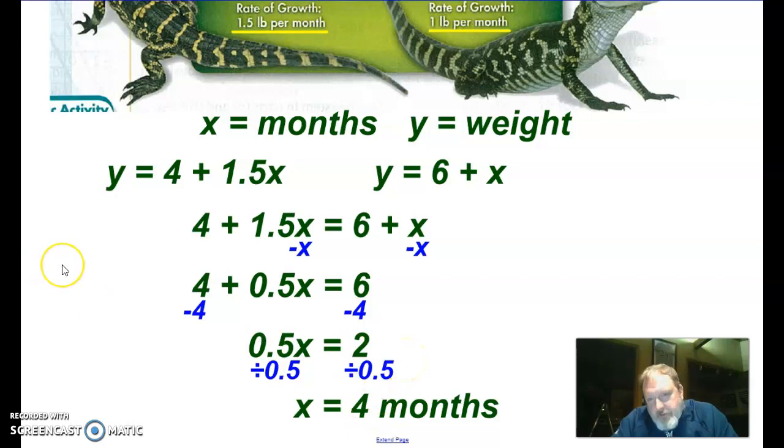But in our problems that will follow, we will solve for both variables. So we could plug this back in. If we did, we'd figure out that they both weighed 10 pounds.